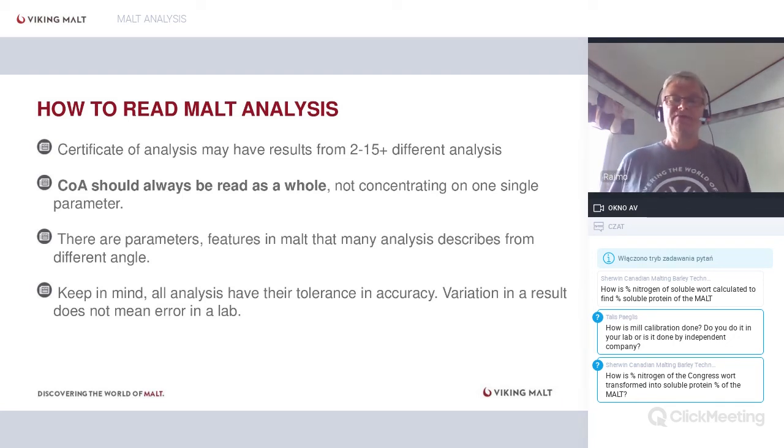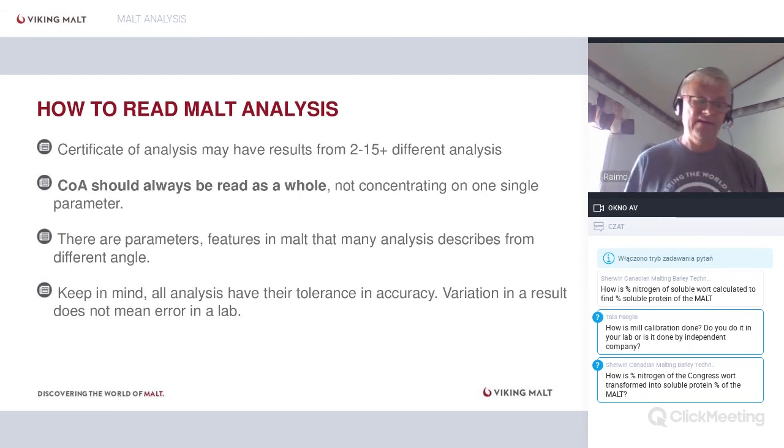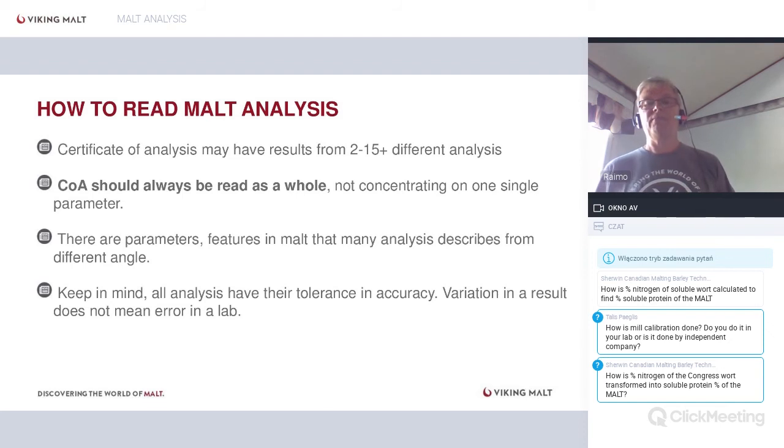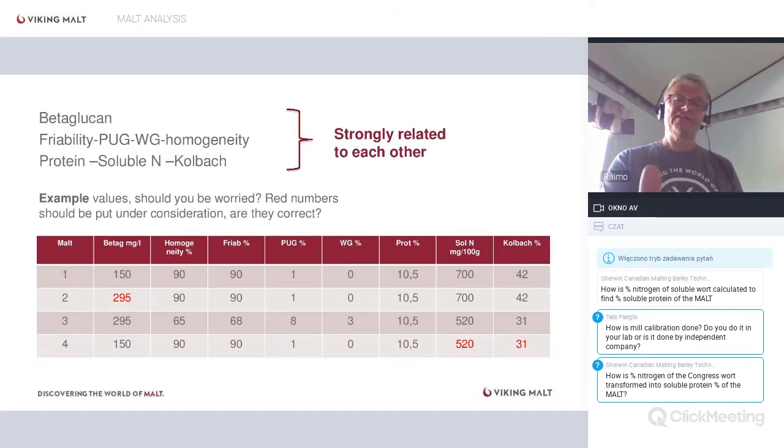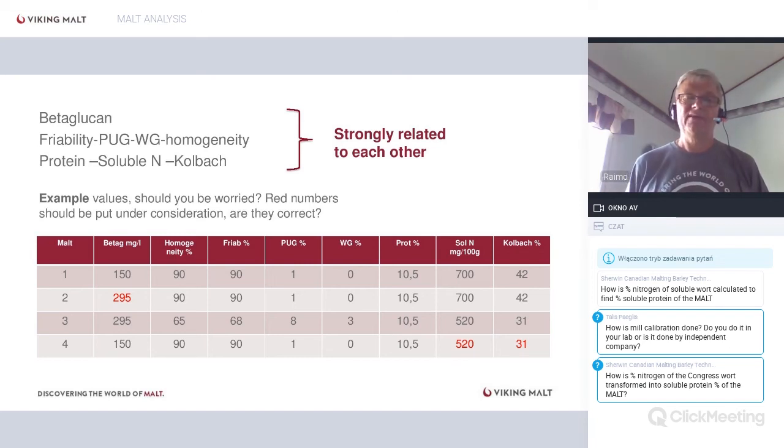So keep in mind there are these tolerances in the accuracy, and sometimes there is some variation in one result, but it's not an error in the laboratory, or on the next day the malt would give maybe a lower or higher value for a certain analysis. This is just an example. I just took this table from my head.